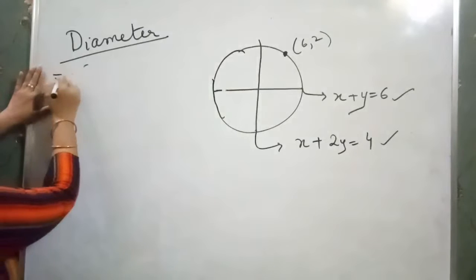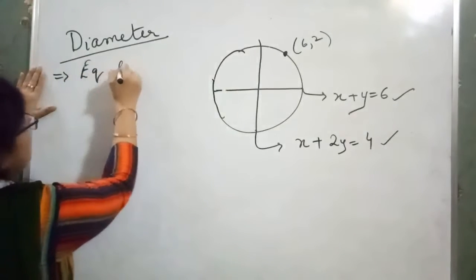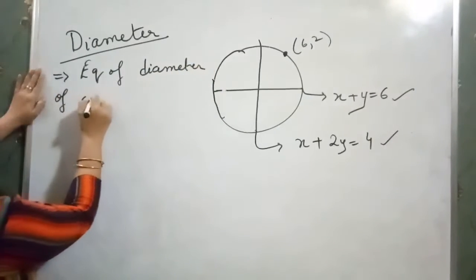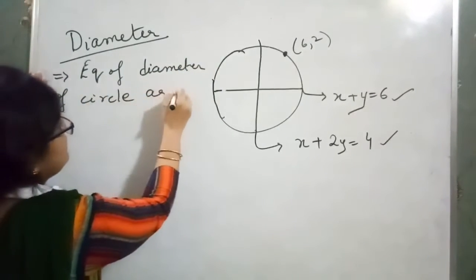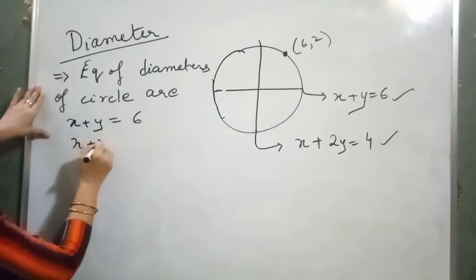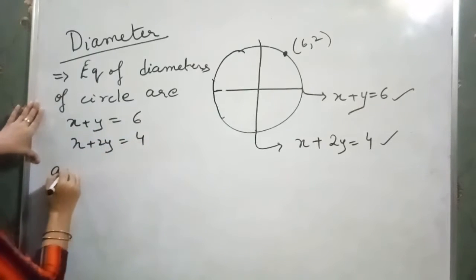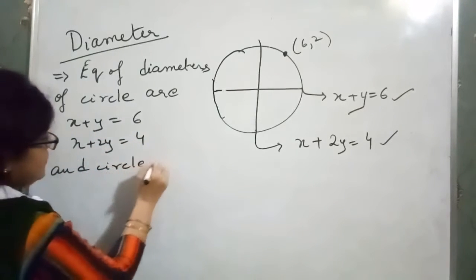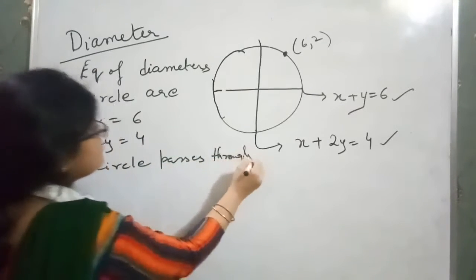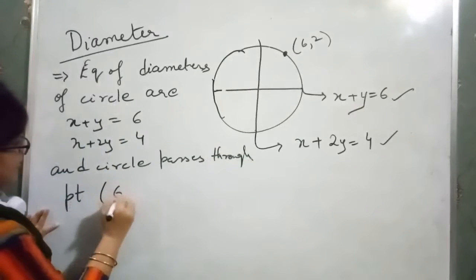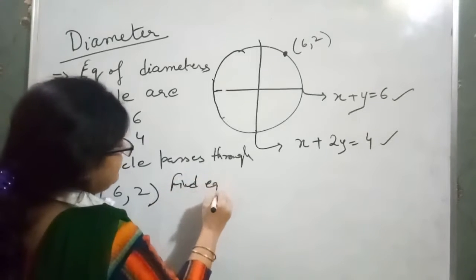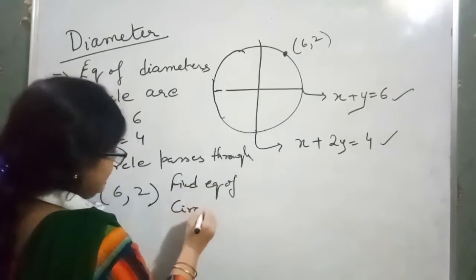The question is like this: if the equations of the diameters of a circle are x plus y is equal to 6 and x plus 2y is equal to 4, and the circle passes through the point (6, 2), find the equation of the circle. So we have to find the equation of the circle.